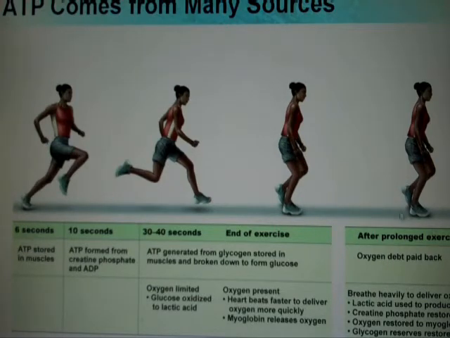After you've exercised, you're going to be breathing heavy so that you can pay back your oxygen debt. So by not getting enough oxygen to your muscles, you're going to build up a lot of lactic acid. After prolonged exercise, you're going to need to pay that oxygen debt back. So you've had a lot of respiration without the presence of oxygen. Now you're going to breathe heavy to pay that back so you can convert back to aerobic respiration and get lots of energy back to your muscles.